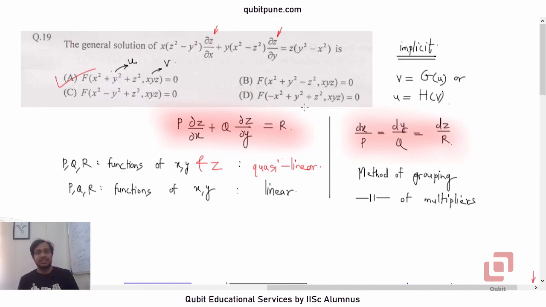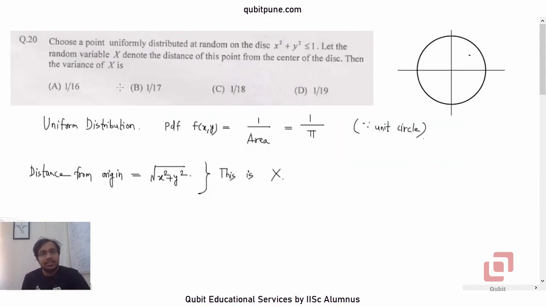Okay, so that is question number 19. Let's go to question number 20. Choose a point uniformly distributed at random on the disk x squared plus y squared less than or equal to 1. Let the random variable X denote the distance of this point from the center of the disk, then the variance of X is. So here is our unit circle, and the random variable that is given to us is, we have to choose any point here, choose any point, and then you have to get the distance of that point from the center.